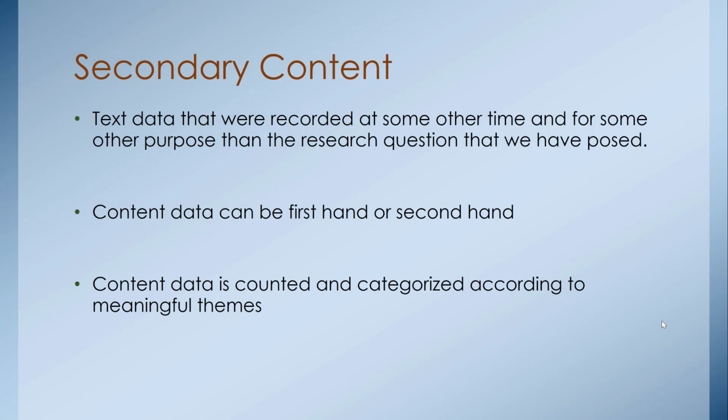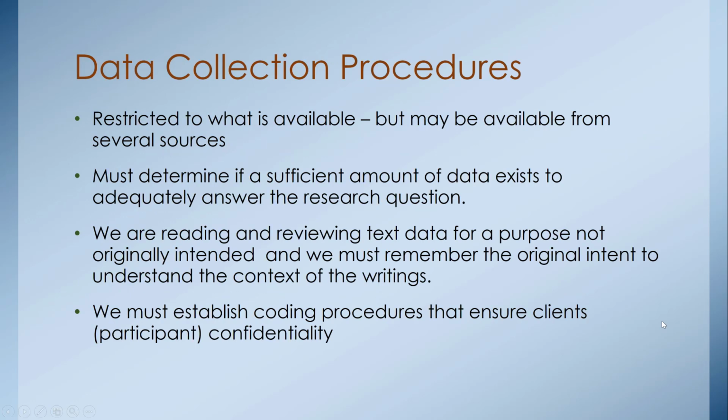There are some software programs now where you can put in some of this text data and it will do some of that analysis in terms of looking for the same concepts, the same sentence structures, the same themes, and help you with that. But it still requires so much time on the part of the researcher to flesh out those categories and the counting of those themes that you're looking for. The data collection procedure here is you're restricted to what's available. It may be available from multiple sources, but you're still restricted to what's going to be available to you in terms of the data, that secondary data.